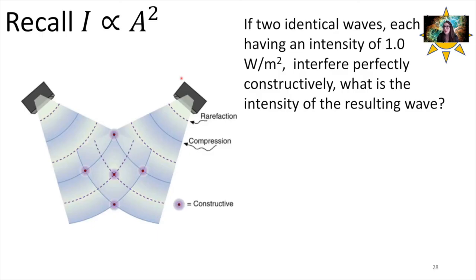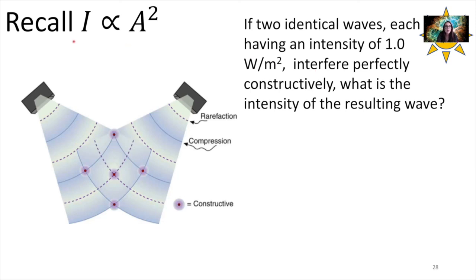So now we're going to test, have you been paying attention? Well, we have two identical waves, and they each have an intensity of 1 watt per meter squared. So the first question I'm going to ask is, what is the amplitude of the resulting wave? Okay, what is the amplitude of the resulting wave from this perfectly constructive interference? And then what is the intensity of the resulting wave for these waves interfering perfectly constructively?